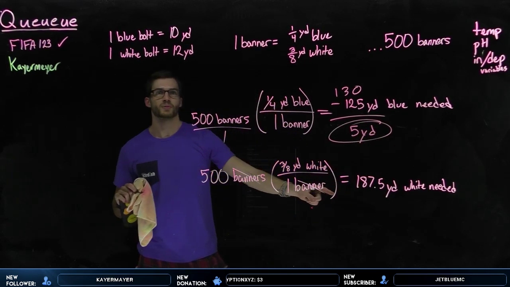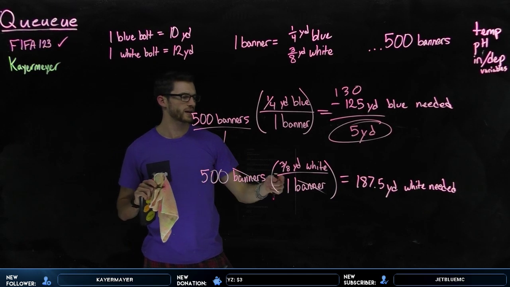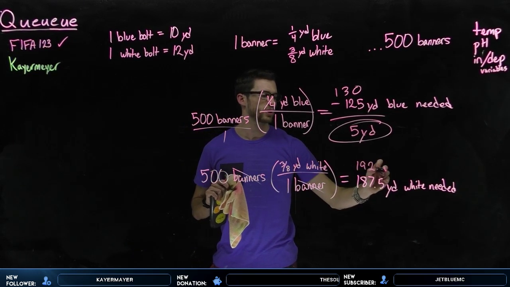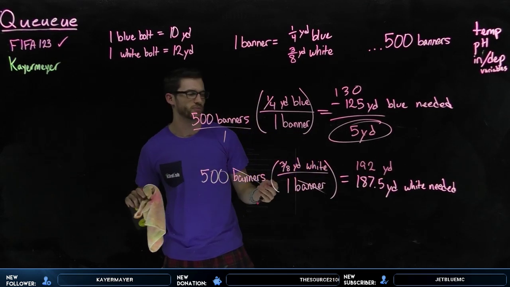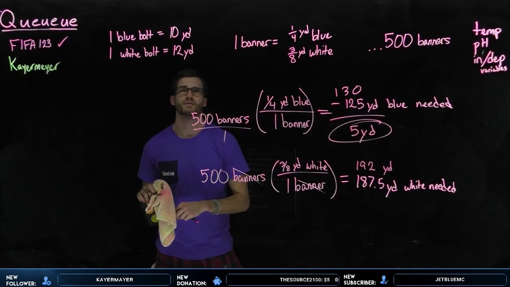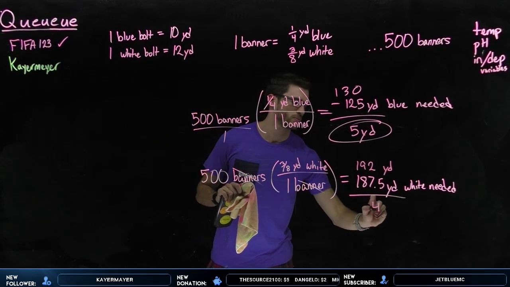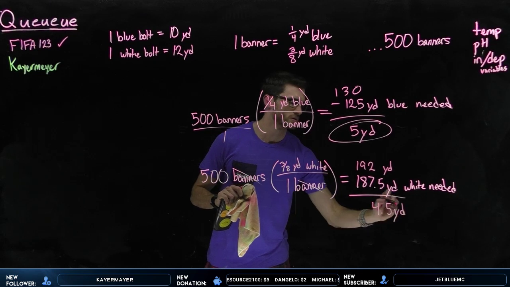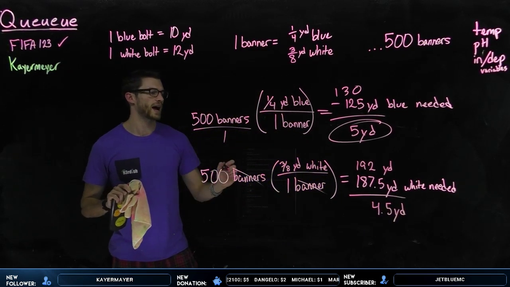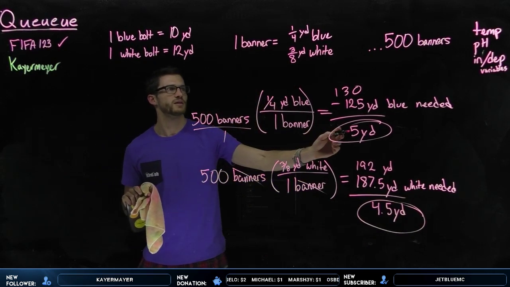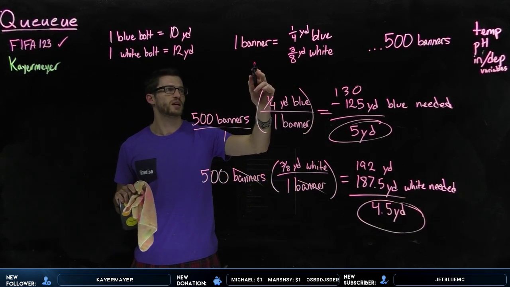And here it's the same process. So 12 goes into 180, I think, so we'll need 192. That'll be how many yards we'll get out of a certain number of bolts. I think it's something like 16 bolts. So this will be 4.5 yards left over. And now we need to see how many yards. So 5 yards, how many banners can we get out of 5 yards?